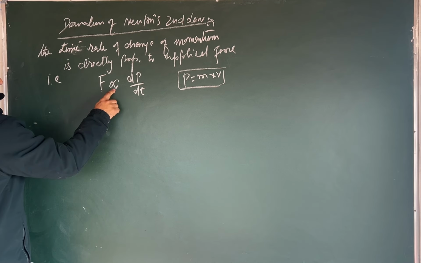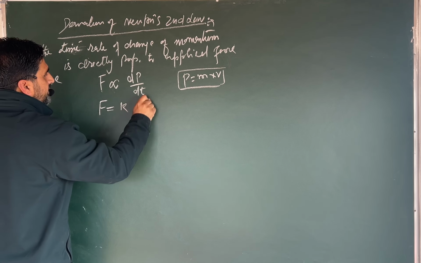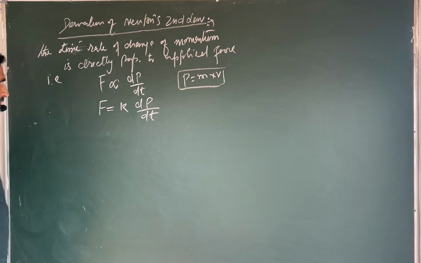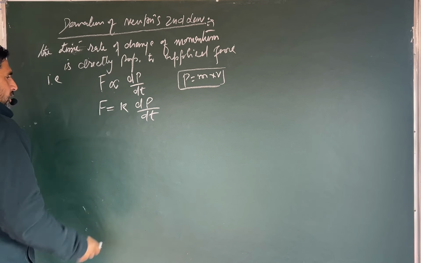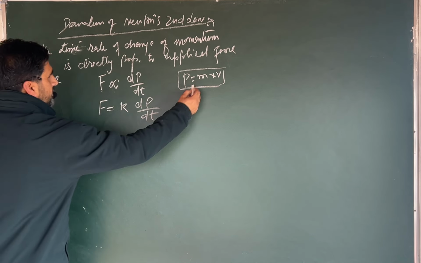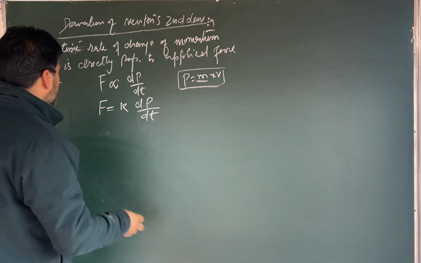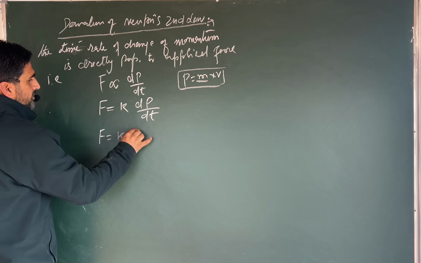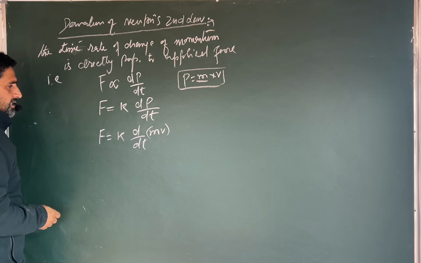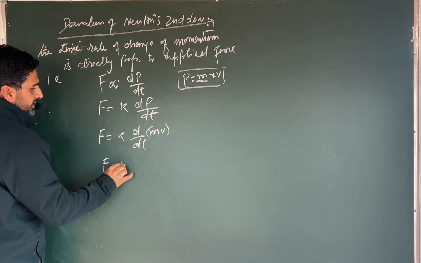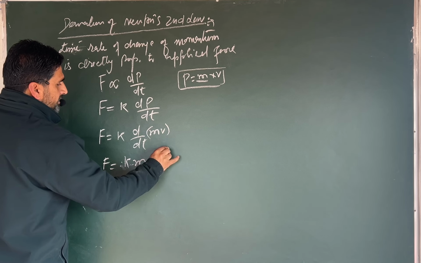So इस proportionality को खत्म करने के लिए we introduce a constant K, then we write F is equal to K dp by dt. And you know this momentum is mass into velocity, and if an object is moving, we treat here always mass constant. In mechanics we keep mass constant, so you have F is equal to K into d by dt of m into v. Since m is a constant, it cannot be differentiated, so you can write K into m d by dt of v.